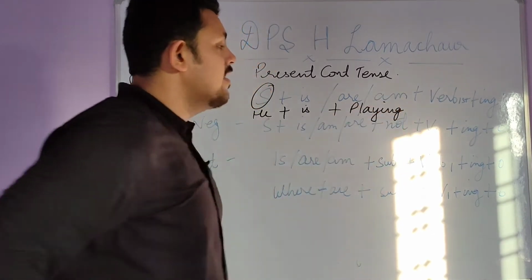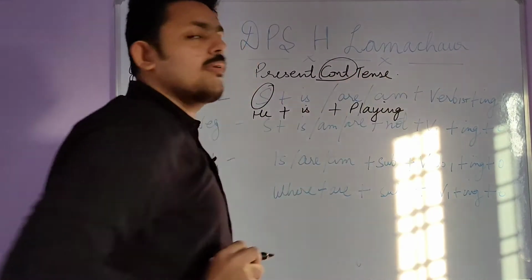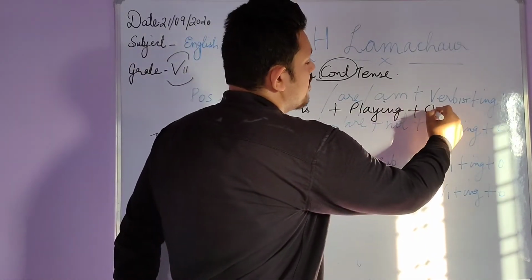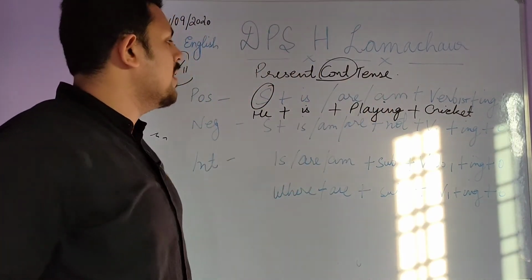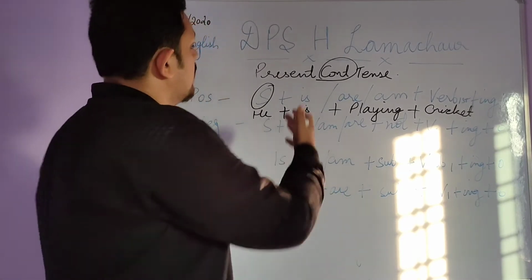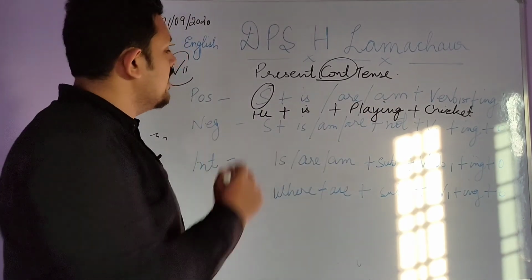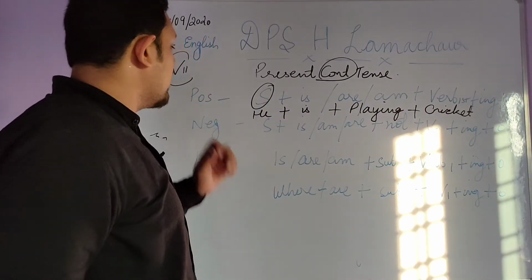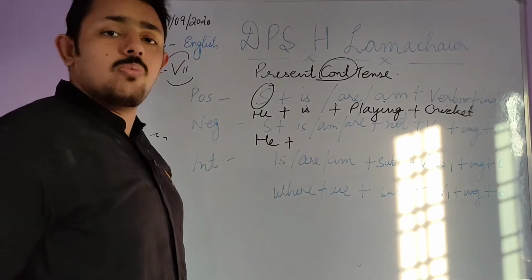He is playing. It is a very important fact that whenever we have the continuous tense, the ing form of the verb will be there. So he is playing plus the object, that is cricket. Very easy. We just have to put the ing form here and is here. That is the major difference from the simple present tense.